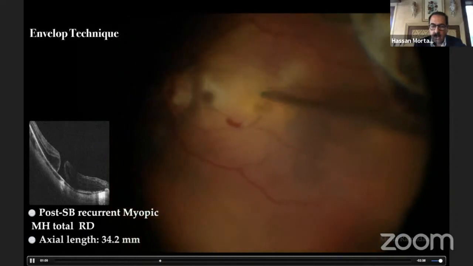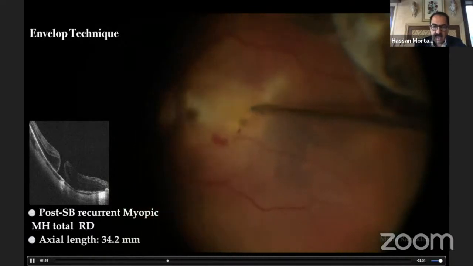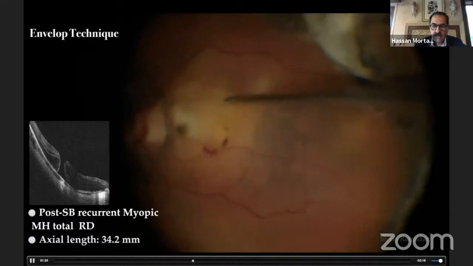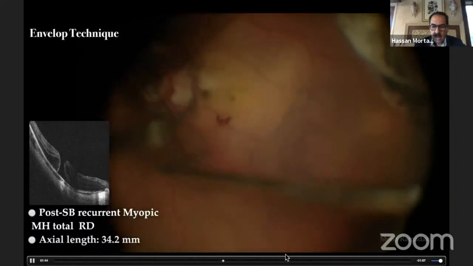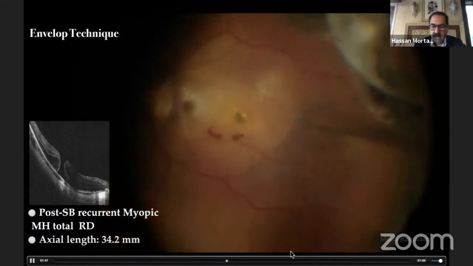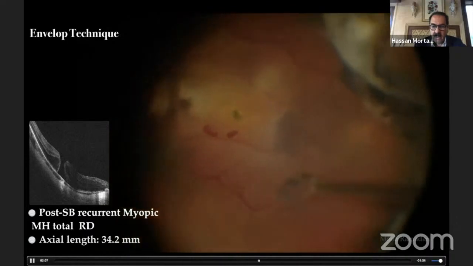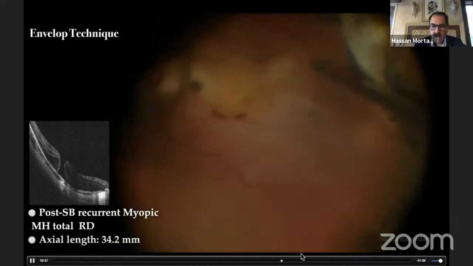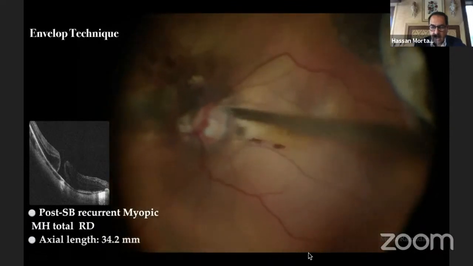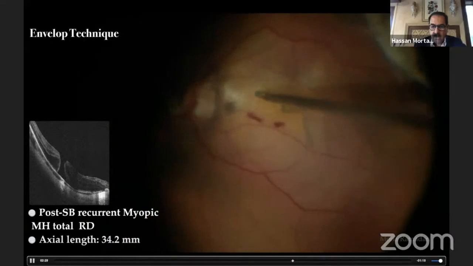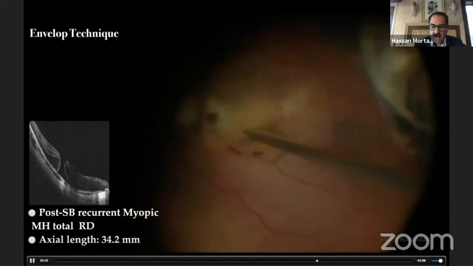Again, always peel from the periphery to the center, stopping 500 microns from the edge of the hole. And peeling till the edge of the staphyloma. Re-augmenting the dye. And then complete the peeling of the now well-stained internal limiting membrane.